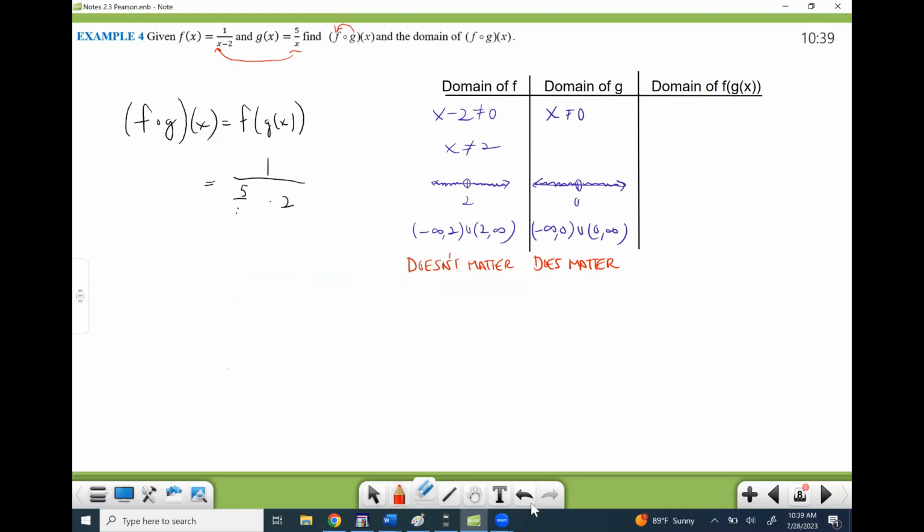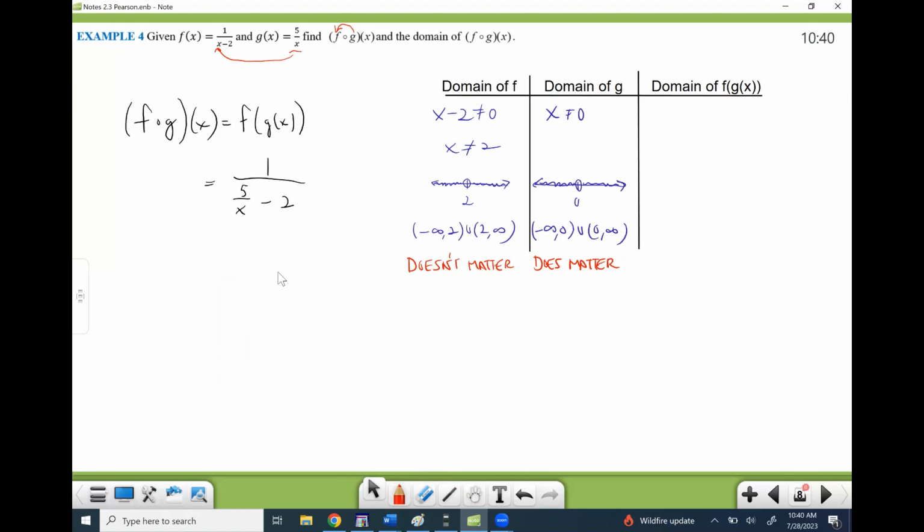But we still can't substitute in 0. If we were to put in a 0 into this, right here, we would have something that's undefined. So we wouldn't be able to continue and get an actual value out of that, okay? So the value, the domain restrictions for G, for the innermost function, let's say, do matter.